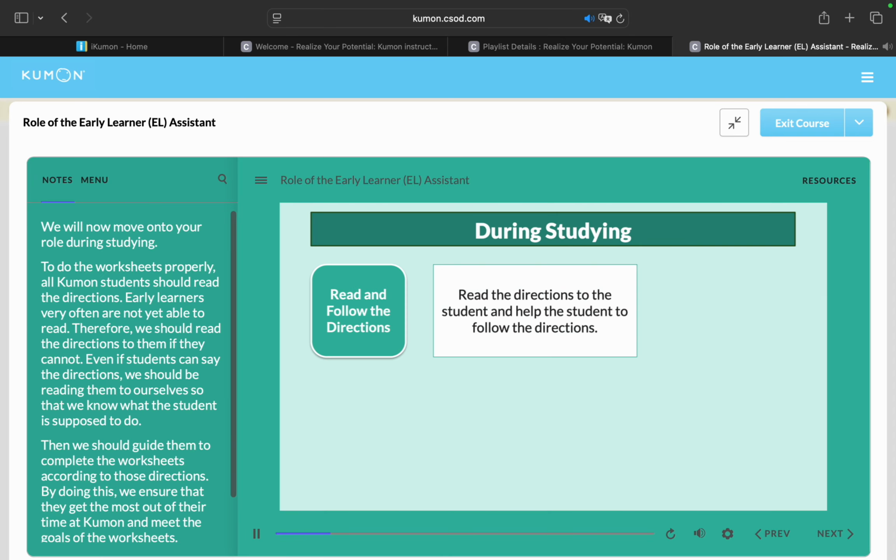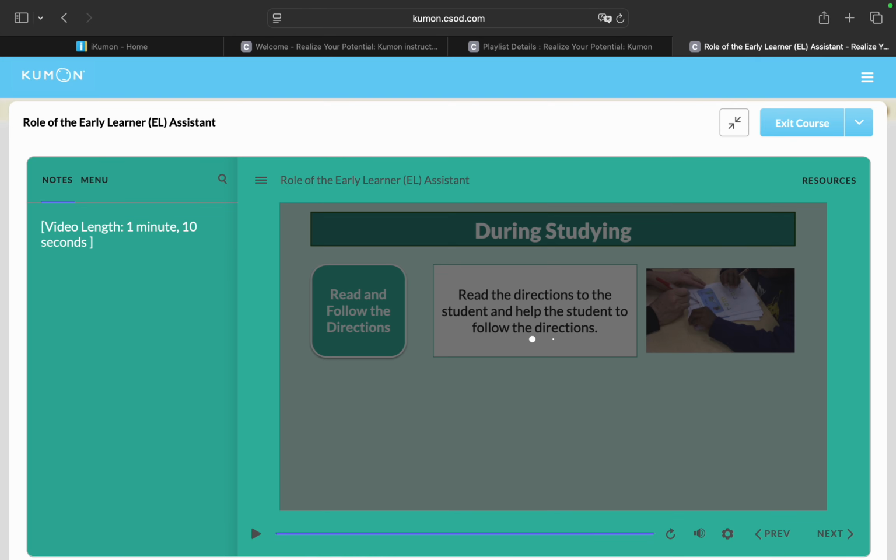To do the worksheets properly, all Kumon students should read the directions. Early learners very often are not able to read. Therefore, we should read the directions to them if they cannot. Even if students can say the directions, we should be reading them to ourselves so that we know what the student is supposed to do. Then we should guide them to complete the worksheets according to those directions. By doing this, we ensure that they will get the most of their time at Kumon and meet the goals of the worksheets. Let's watch an example of this.